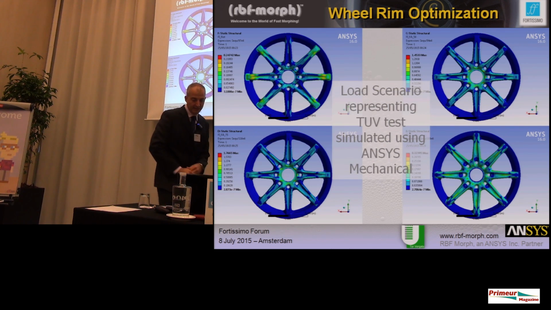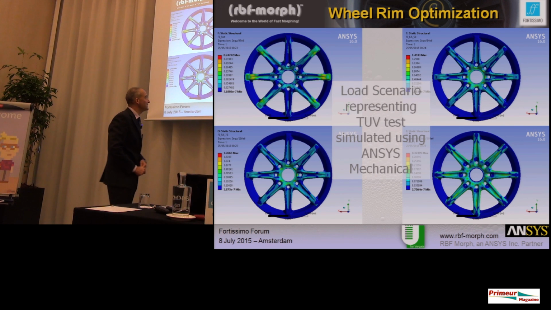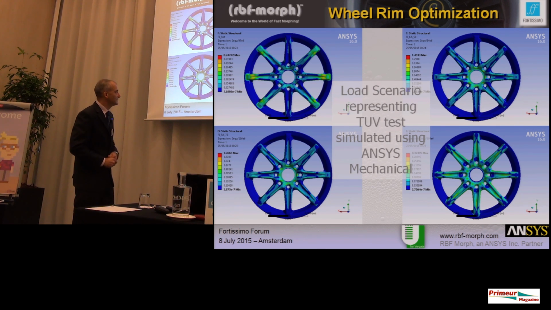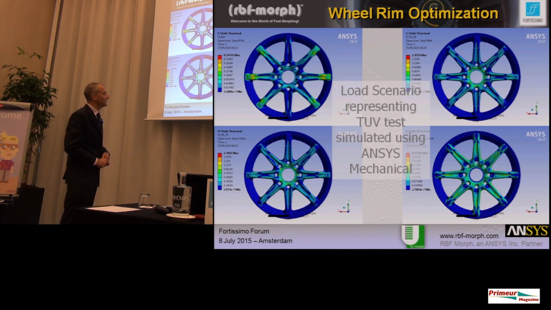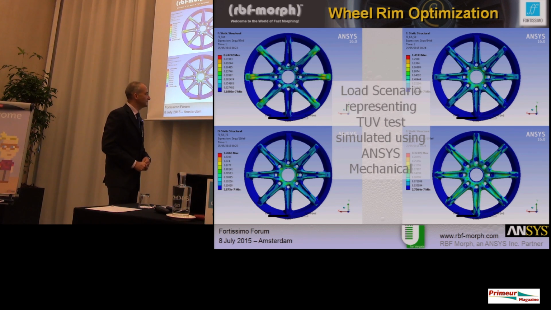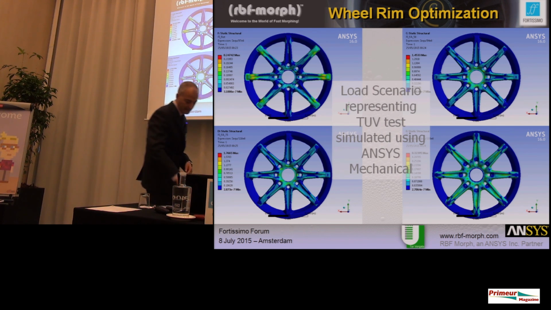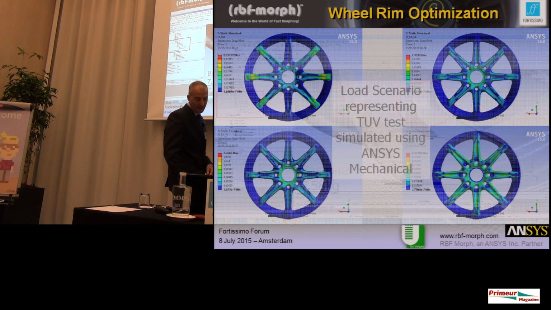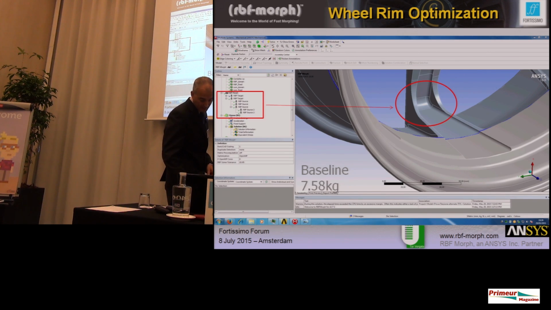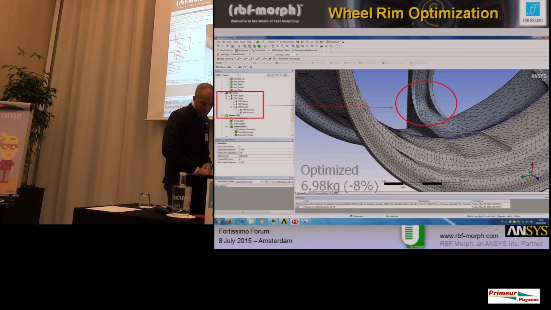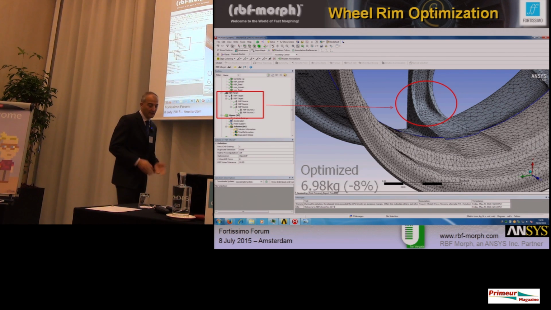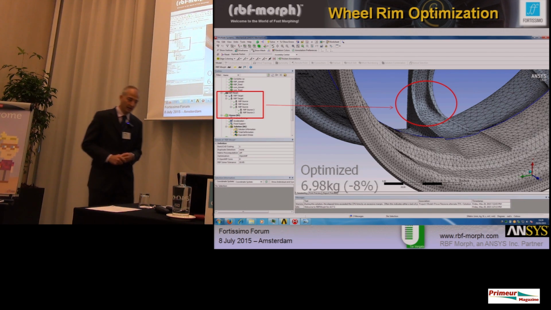And here I have another example. It's a wheel rim optimization. We have a complex calculation scenario that mimics the test that is used to validate the rim experimentally. And with this, we go from a baseline to an optimal shape, reducing the weight of the rim by about 8%.